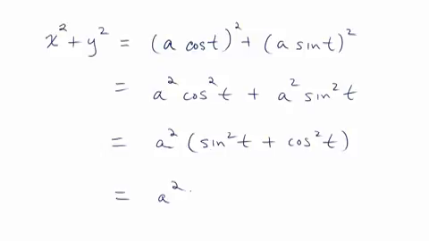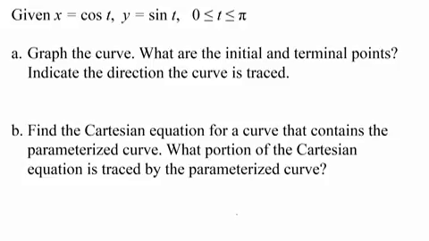Let's try an example. Given x equals cosine t, y equals sine t, and t is in the closed interval from 0 to pi, A, graph the curve. What are the initial and terminal points? Indicate the direction the curve is traced. B, find the Cartesian equation for a curve that contains the parameterized curve. What portion of the Cartesian equation is traced by the parameterized curve?